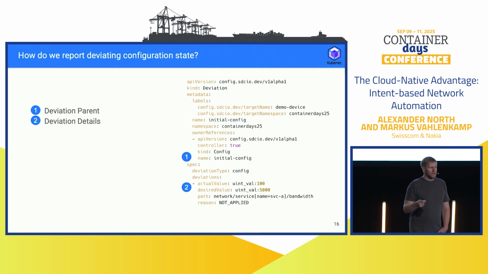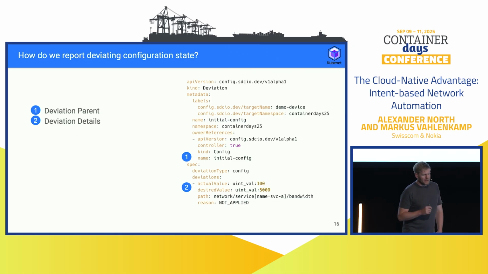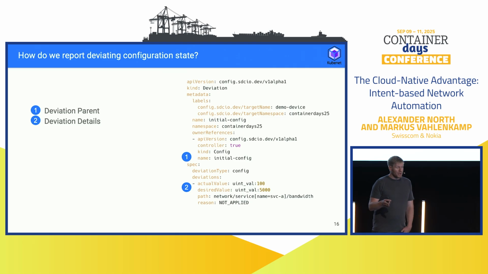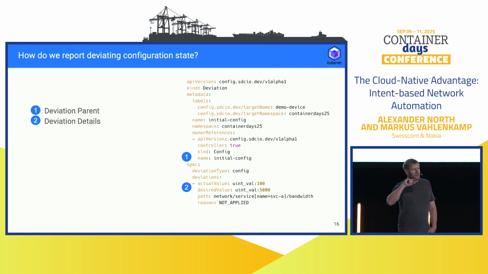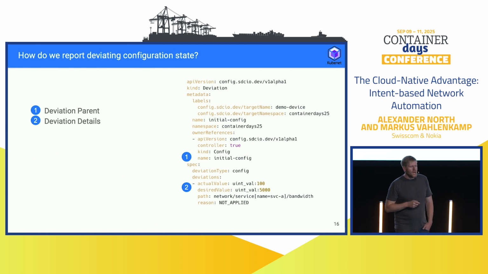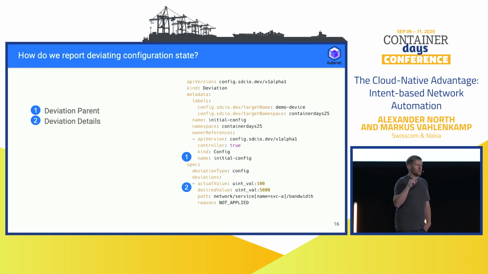So here we have the deviation CR, and you see that for the path network service A bandwidth, we have a deviation. And that deviation is associated also to the initial configuration intent, which is, in this case, even called initial configuration. And we see that the expected value due to the intent is 5,000, but someone went to the device and changed it to 100.